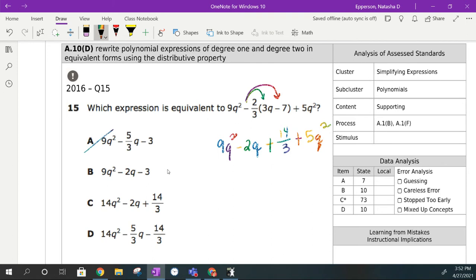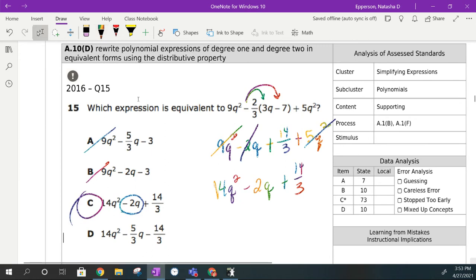So I know our answer choice is not A or B. It would have been A or B if you made the mistake and didn't notice that 5Q squared and 9Q squared can combine. Those combine and give me the 14Q squared. I know they do because both of our answer choices have 14Q squared. Now, I have no other Q squared with that negative 2Q. So the only like term is negative 2Q. So my second term has to be the negative 2Q term. The only remaining term left is 14 over 3. So that gives me my answer choice C.